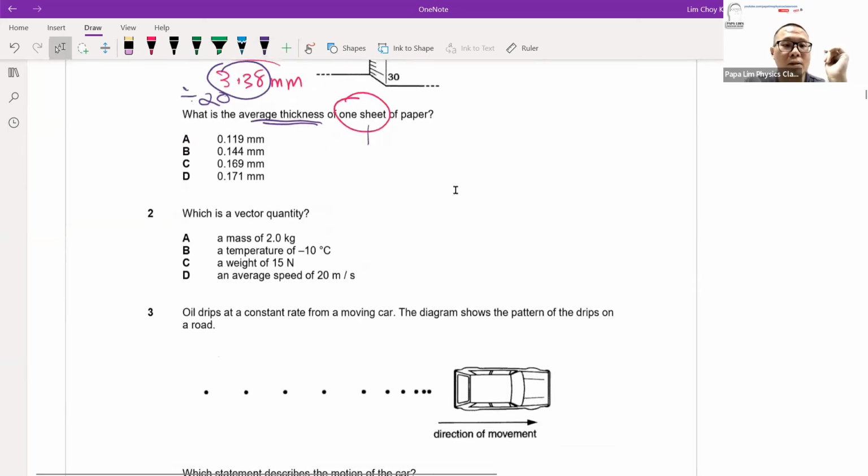Now, vector quantity, I will not deal with too much. All physics students should know.